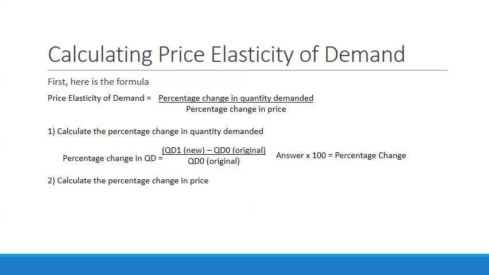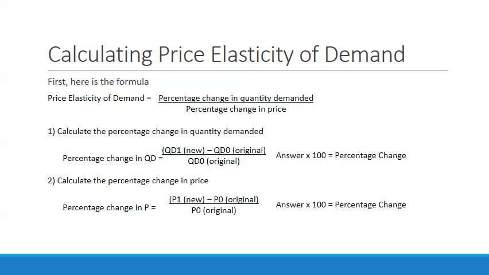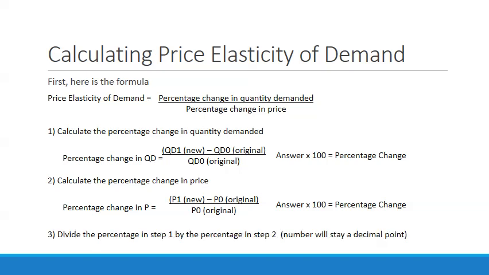Then we'll calculate the percentage change in price. So the percentage change in price is equal to P1, which is new, minus P0, the original, divided by P0, the original. So the formula is the same for both of them. We're just using quantity demanded on the top and price on the bottom. So the new price minus the old price divided by the old price. Take that answer, multiply times 100, and that gives you your percentage change.